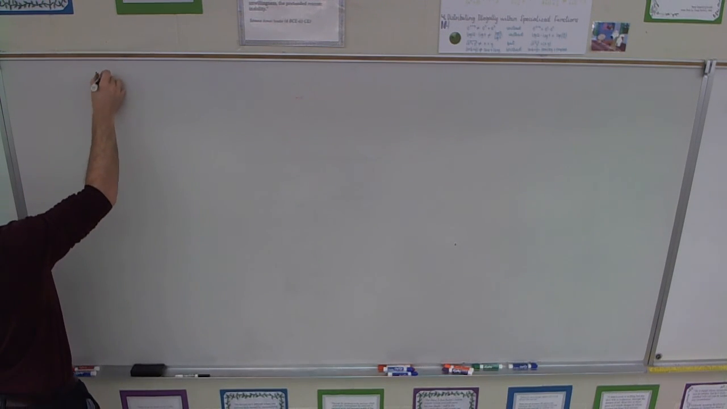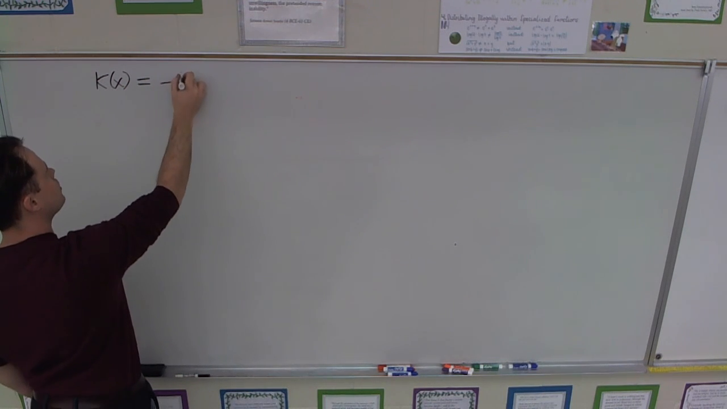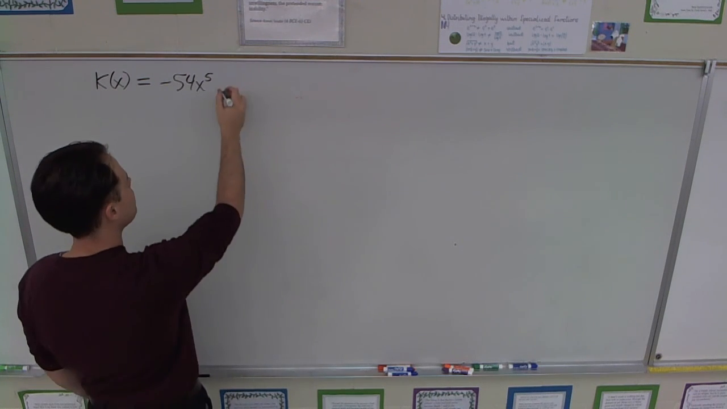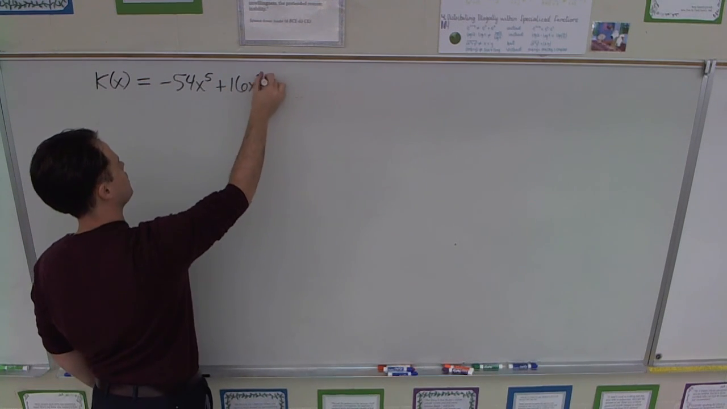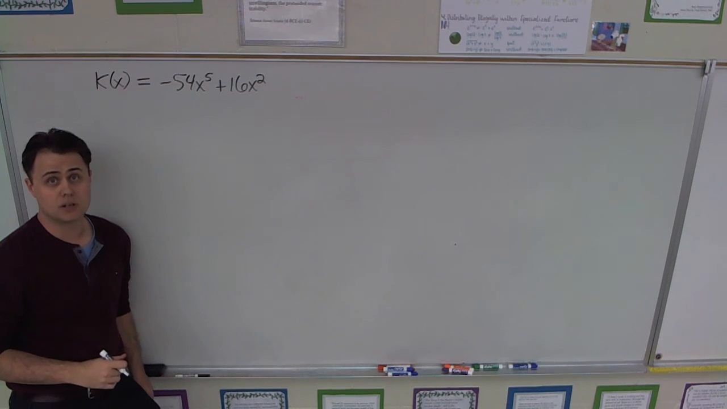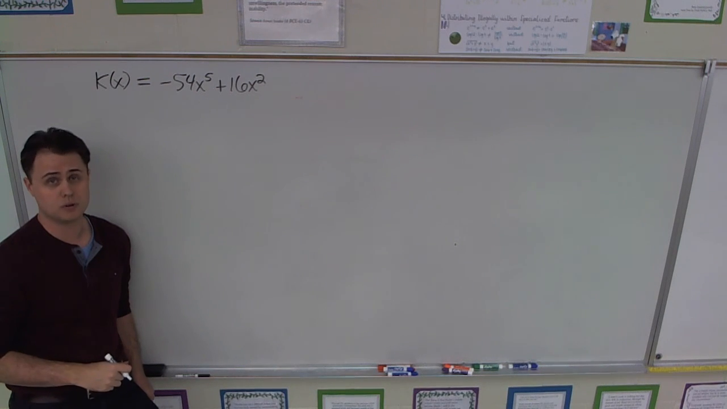We'll call this one k of x. So k of x is going to be negative 54 x to the 5th plus 16 x squared. So this one I'm going to do my best to not use my calculator on. And I'll build the graph from just what I do with it.